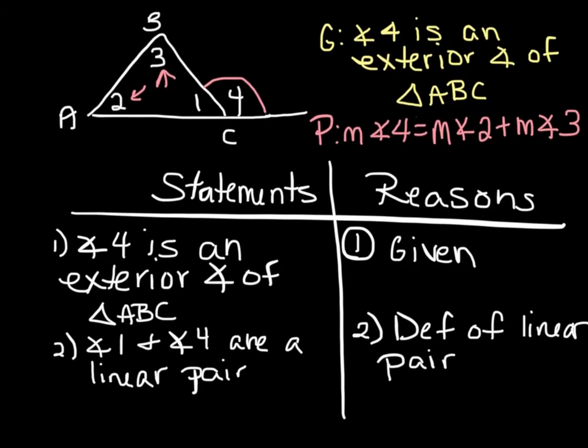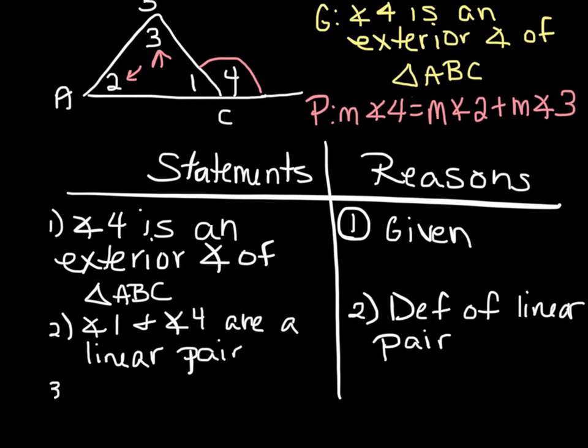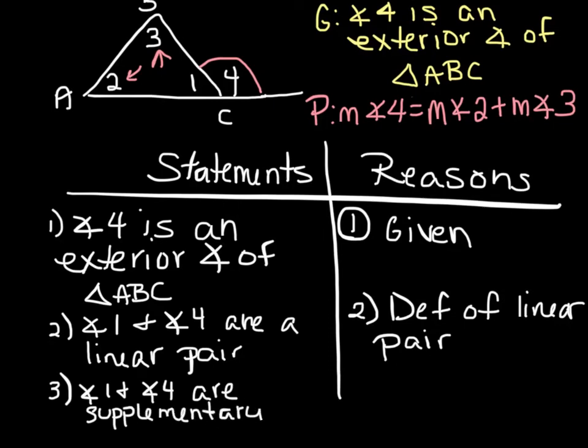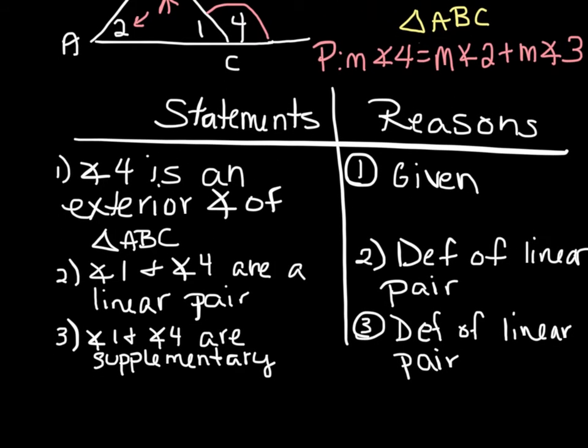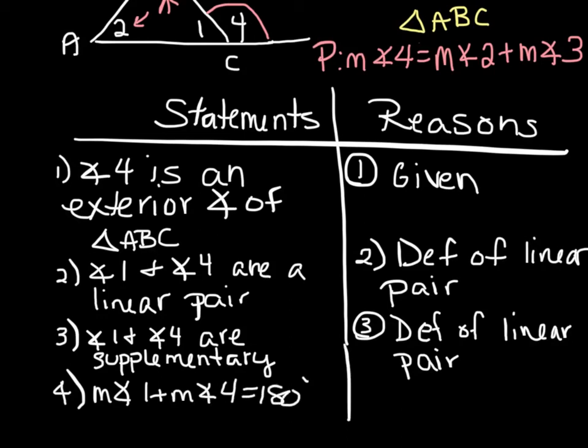Okay, so what does that tell me? If I know that angle 1 and angle 4 are a linear pair, I know that angle 1 and angle 4 are supplementary. That's also part of that definition. Now that I know they're a linear pair, I can say that the measure of angle 1 plus the measure of angle 4 is equal to 180 degrees. Step 4, that's the definition of supplementary angles.